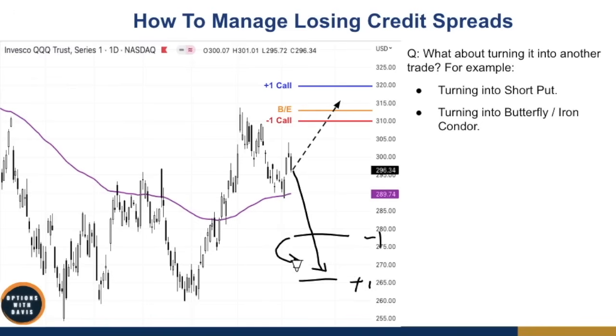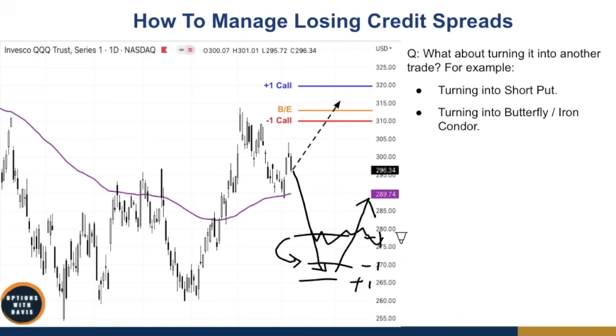By rolling down, you get additional credit as well, and at the same time you reduce the break-even point of your new trade, which is now a short put. Then you give some time for the market to rebound, if you're still bullish on this trade. So should you actually do this or not?